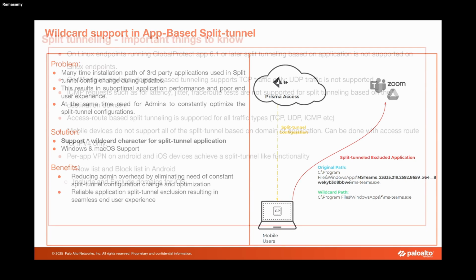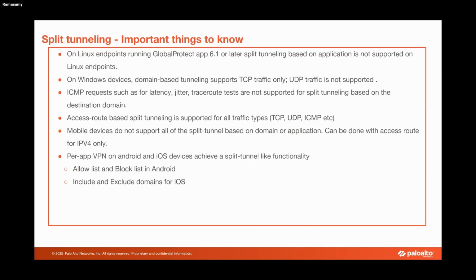Important things to know in split tunneling: Linux endpoints running GlobalProtect App 6.1 or later support split tunneling rules based on domain name and access routes only. Split tunneling based on application is not supported on Linux endpoints. On Windows devices, UDP traffic is not supported for domain-based tunneling. It supports only TCP traffic.